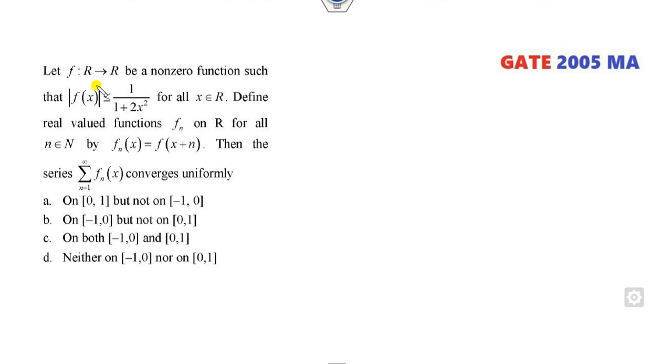Okay, next one is GATE 2005. F is a function defined like this, and a series. Again they are talking about the series, so we can start with this one.